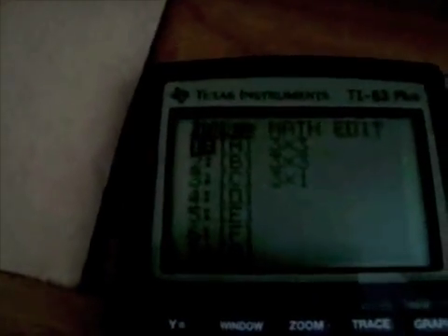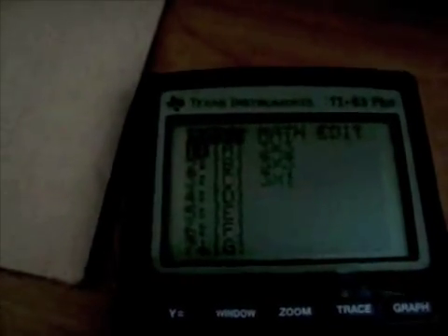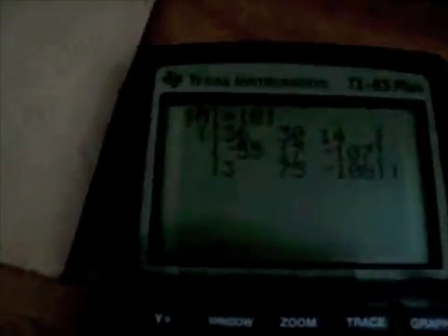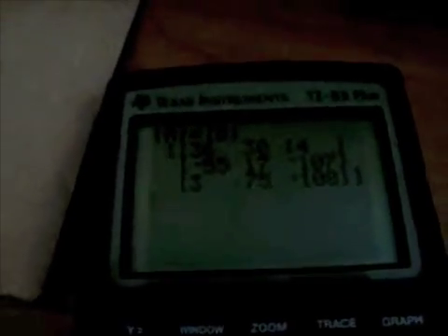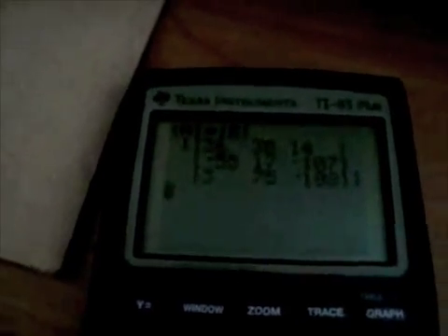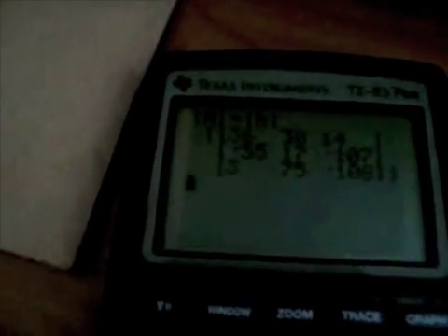So you go A times B, which equals this. But make sure that the columns of A are equal to the rows of B. So the number of columns of A would be 3, and the number of rows of B would be 3, because they're 3 by 3 matrices. But in any other matrix, make sure that the columns of A equal the rows of B.